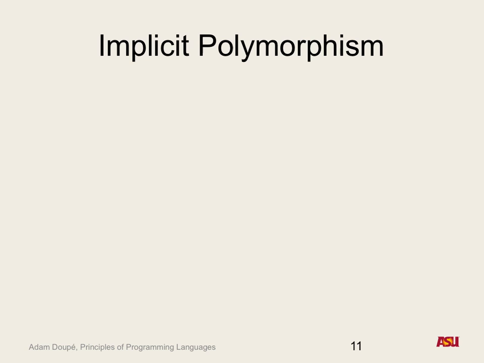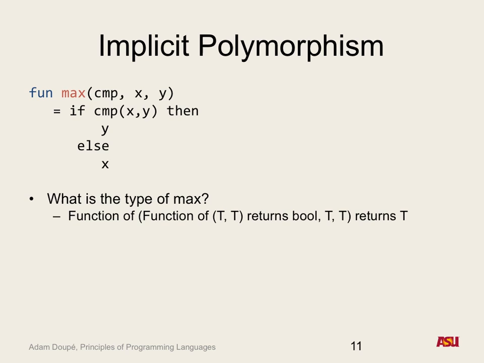Right? So we have a function of T returns Boolean, TT returns T. More succinctly, so this is why I like the succinct syntax. Right? It's a lot smaller than writing out function of. Cool. Questions on this?